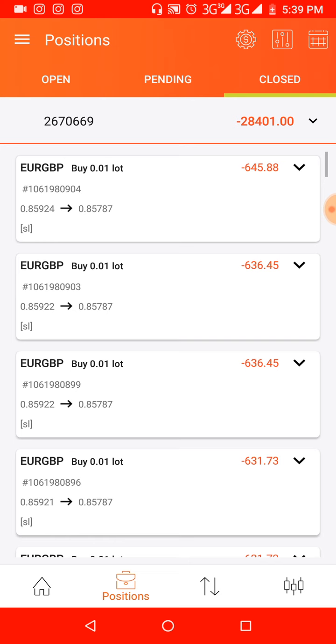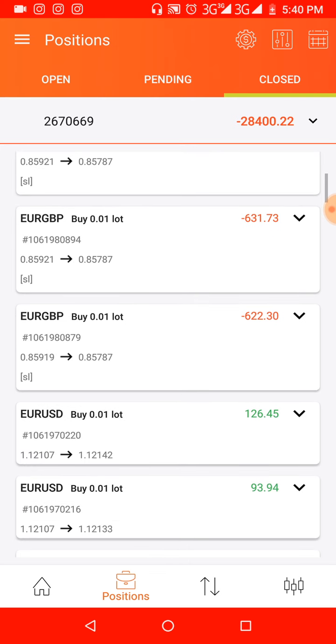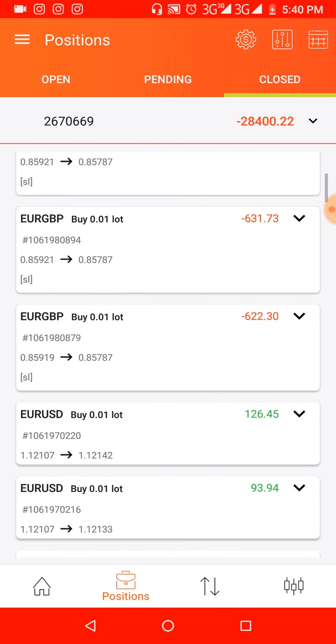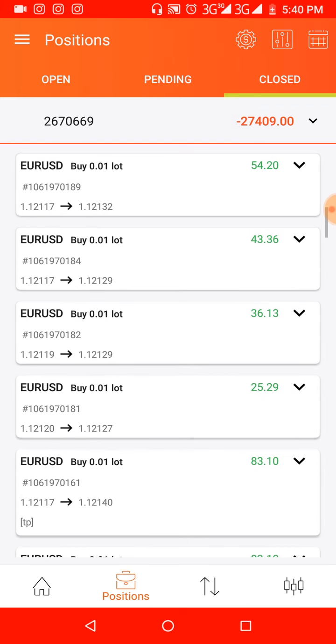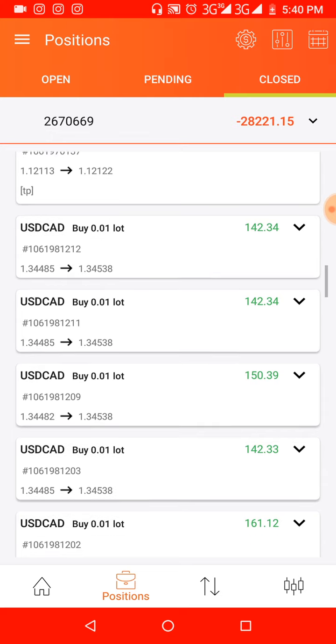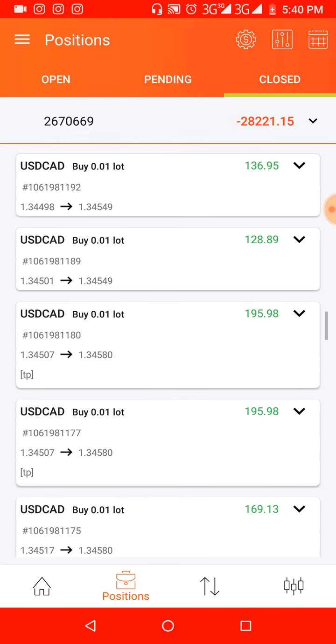All right. So I experienced this only for the Euro GBP. I have about six trades that I placed with different take profits, and all went to stop loss. But the rest, the Euro USD, were all profitable. The USD Canada was also very profitable, as you can see.